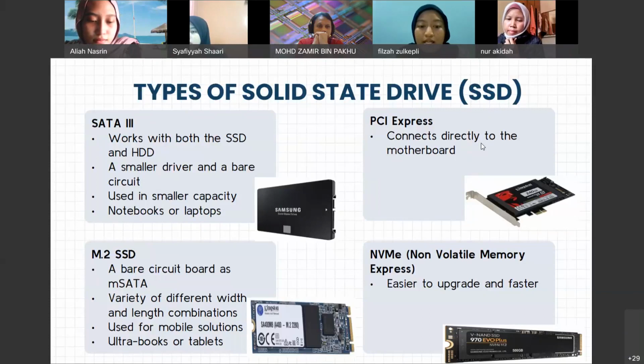And then the last one is NVMe, or non-volatile memory express. NVMe is a versatile PCIe connection which is easier to upgrade and generally faster. It is a communication interface which defines a command set. Okay, next slide.